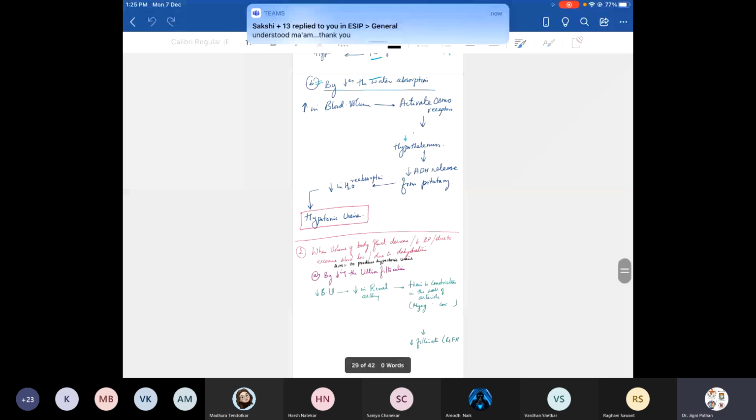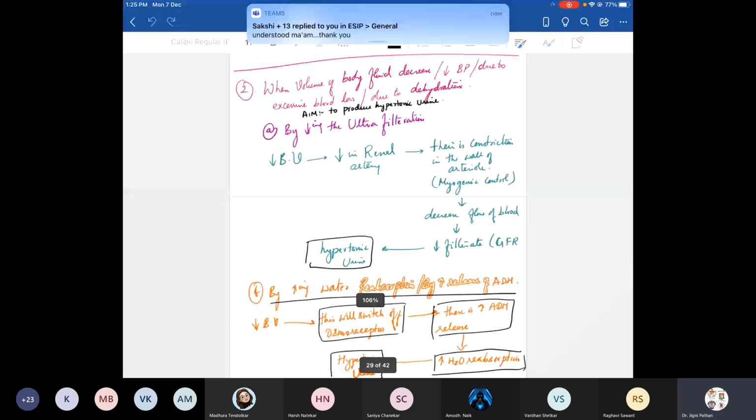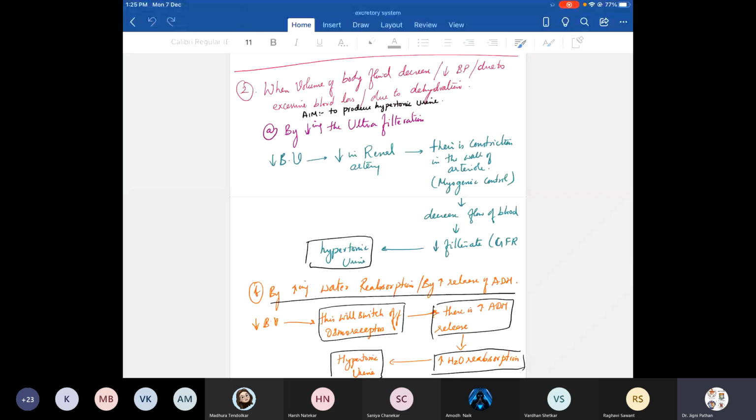Next is when the volume of blood decreases. First we did when the volume of blood increases. Now we'll be studying what happens when the volume of blood decreases. When the volume of blood decreases, there is a decrease in blood pressure. The volume might decrease due to diarrhea, vomiting, excessive blood loss, dehydration, anything. The volume of the body decreases and the water content is decreased in the body. Then we need to produce hypertonic urine. Why hypertonic? We need to conserve water. We need to increase the reabsorption.